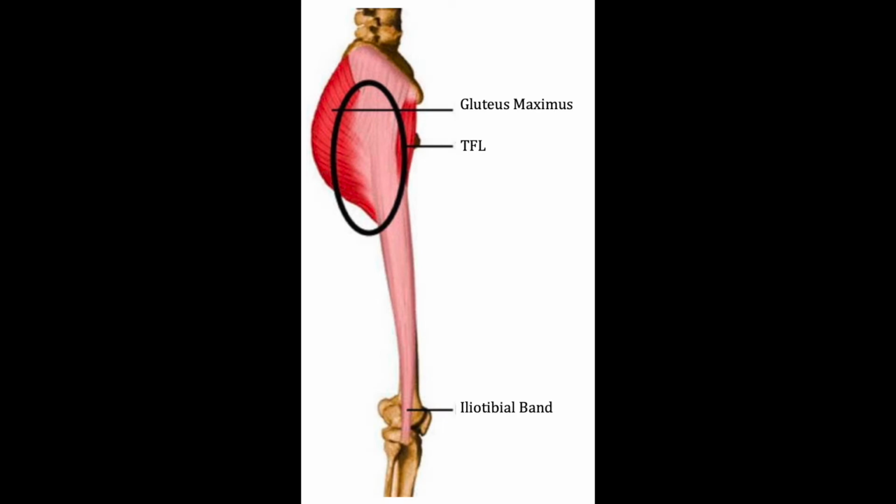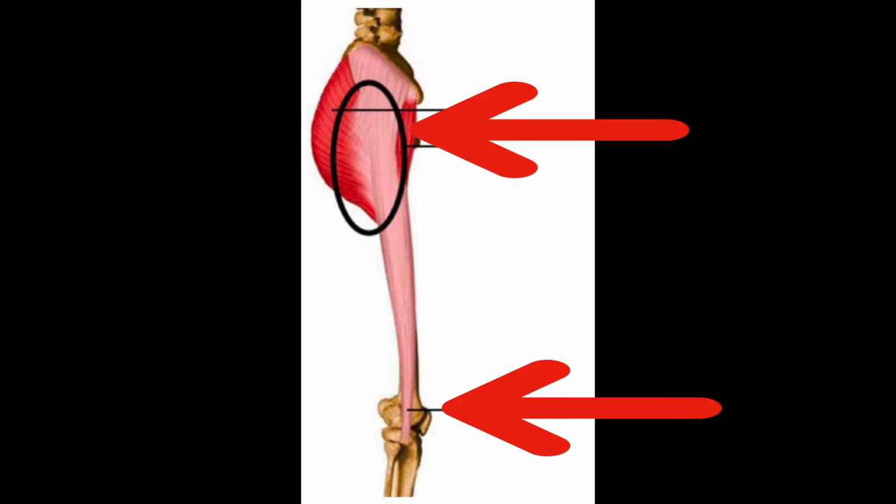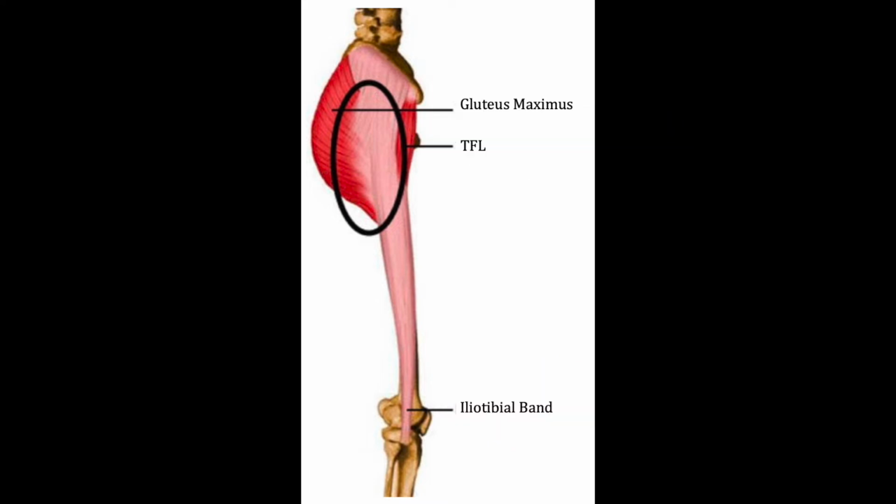Okay, so let's recap. The IT band is a piece of fascia that runs from the top of the hip to just below the knee. Fascia is connective tissue that has a few different roles, including enclosing muscles, helping to connect muscle to bone, and compartmentalizing muscles that have similar functions.